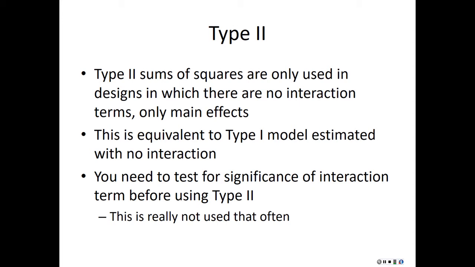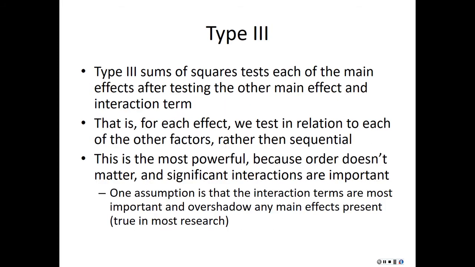So type 2 sums of squares are only used in designs where there's no interaction terms. Basically, it's a type 1 with no interaction term. So it's not really used that often because most of the time we want an interaction term.